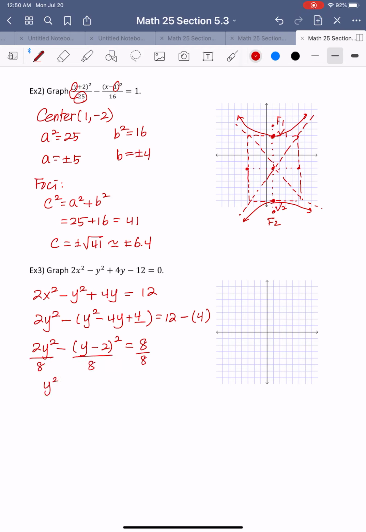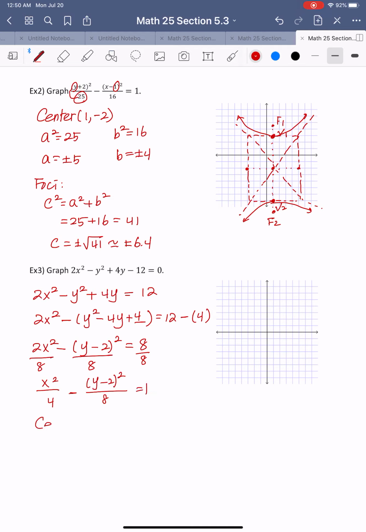Oh, sorry about that. Why am I saying y squared? My fault. It has to be x. So x squared over 4 minus y minus 2 squared over 8 equals 1.